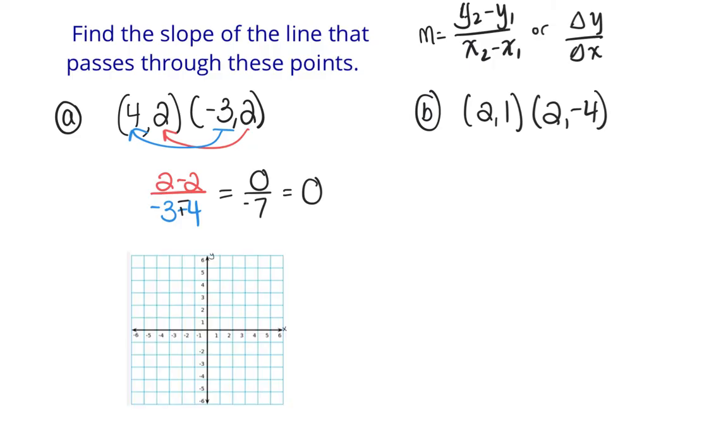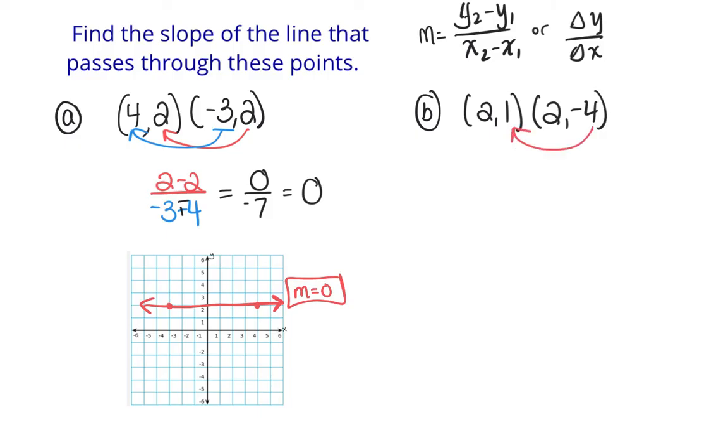If we were to plot those 2 points, (4, 2) and (-3, 2), I would see that I end up with a horizontal line. I guess that makes sense because a line that is horizontal has a slope of 0. So we can say our slope here is 0. All right, let's try these other 2 points for part B.